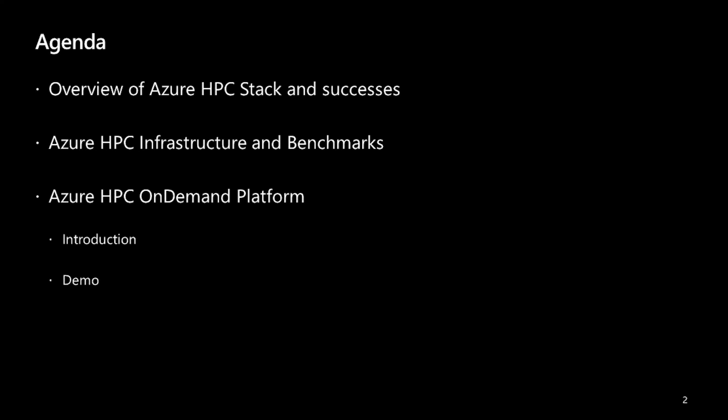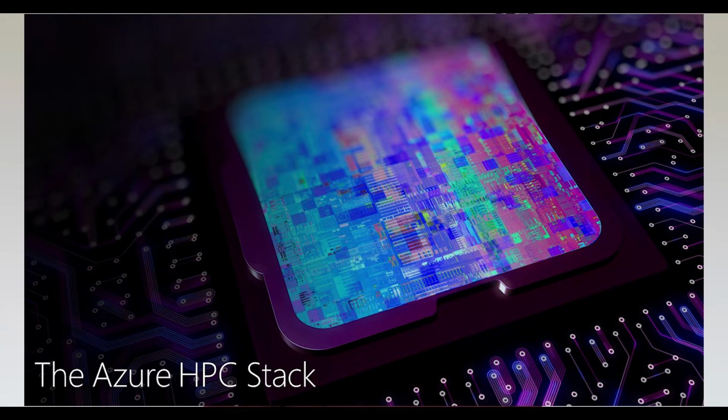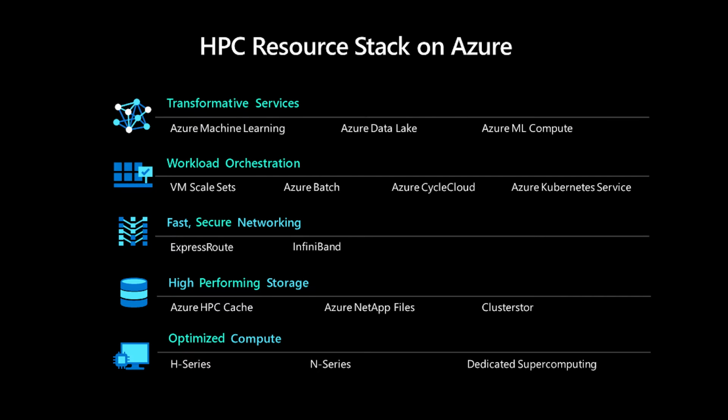So first, the Azure HPC stack. The HPC offering spans compute, storage, and networking capabilities. And these are all the components that can be used to deliver the performance and the elastic scalability to meet your simulation and modeling needs. So we have the transformative services for your AI and ML workloads.